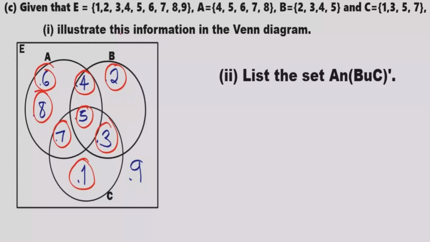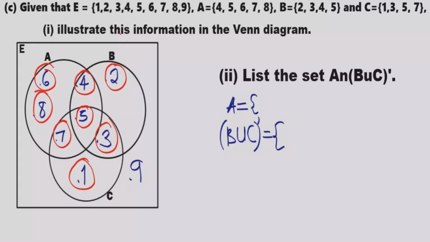Okay, which is list the set A intersection B union C complement. So to answer this question, what we need to do is we need to divide this set into 2 components. So the first component is set A. Okay, then we list the members of set A. Then the second component is B union C complement. Remember, complement is outside. So again, we list the members of these sets.